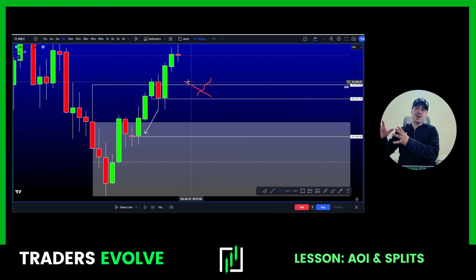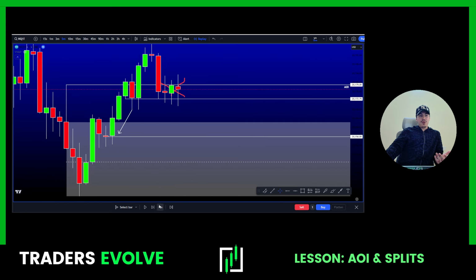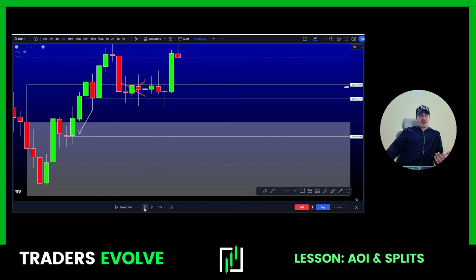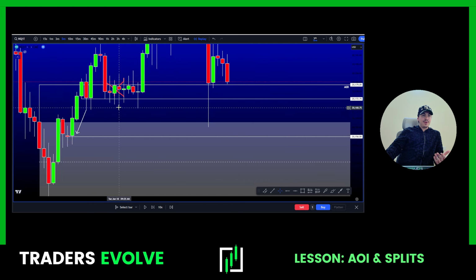So you see how I'm not just looking at a 5 minute and being like, oh my gosh, we're going to bounce at the AOI. No, I came down to see if we have a split, and then I decided, you know what? The AOI and the split are very close to each other. I might as well wait and see if we play the shorts. And eventually, look at how well the split's working out. But eventually, we break that split. I saw it earlier. There you go. Eventually you break that split, and we fill the split.